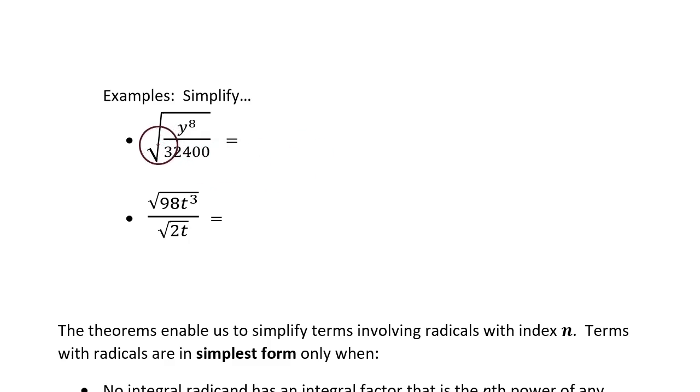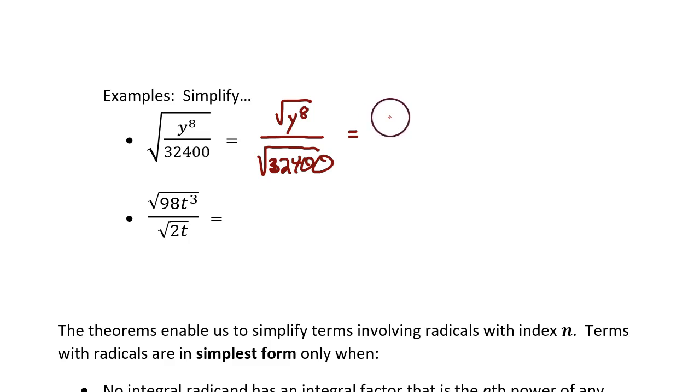Let's say we wanted to find the square root of the quotient y to the 8th divided by 32,400. We could rewrite this as the square root of y to the 8th power divided by the square root of 32,400. The square root of y to the 8th power is y to the 4th power. And with the help of a calculator, the square root of the denominator is 180.